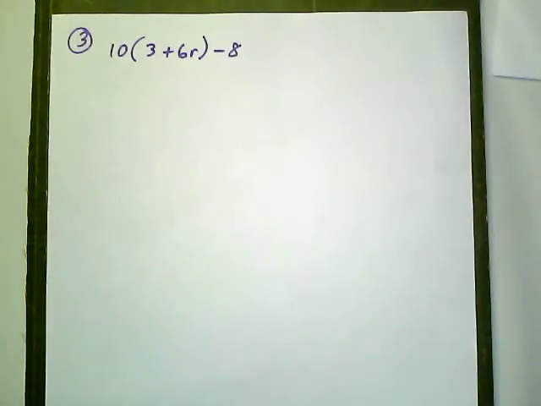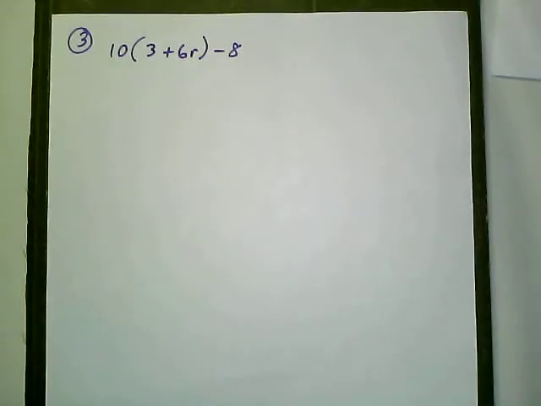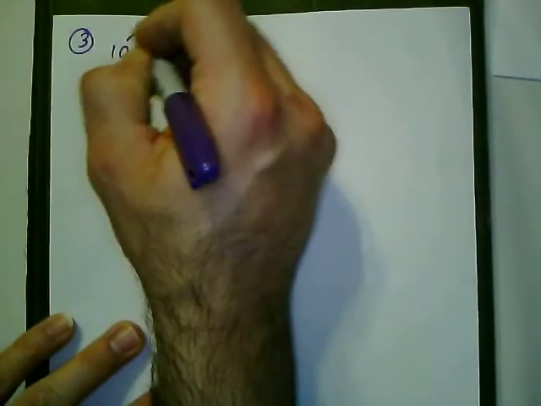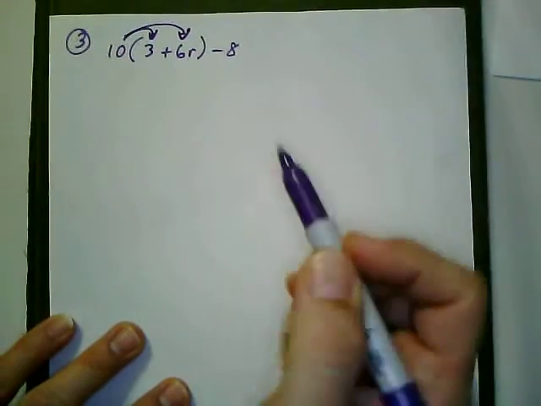Okay? Remember, you can look through the video as many times as you want. You can pause it, you can go back. Nothing changes in the process. The only thing that changes are the numbers. So we always do the same thing. We always distribute first, and then we combine like terms.